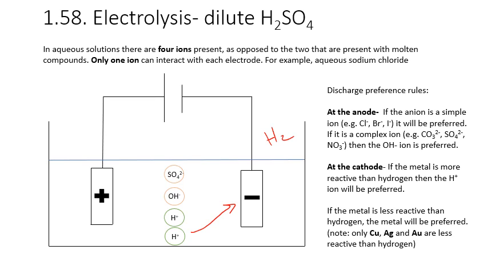Okay, now looking at the anode, we have to decide whether the sulfate ion comes out or whether the OH- ion comes out. Now if you recall, if it's a complex ion, then the anode will prefer the hydroxide, so the hydroxide goes to the anode and it will form oxygen gas and water. So you'll see bubbles of oxygen gas coming off.